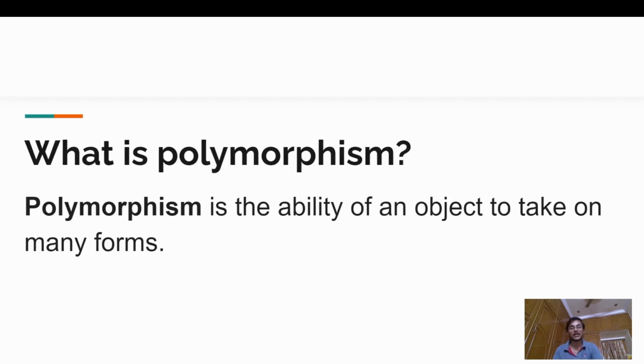Before going to that, first of all we need to know what is meant by polymorphism. Polymorphism is a Greek word. Poly means many and morph means forms. It is simply a combination of many forms. Polymorphism is nothing but many forms.